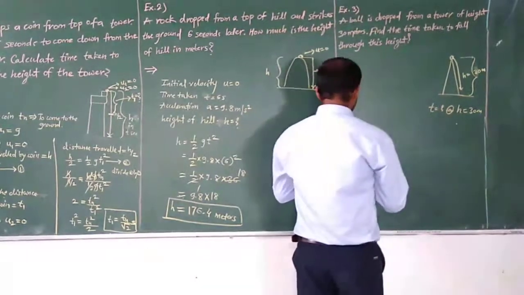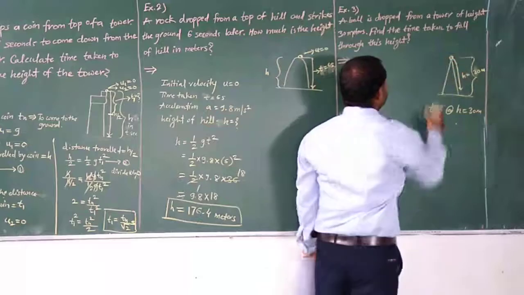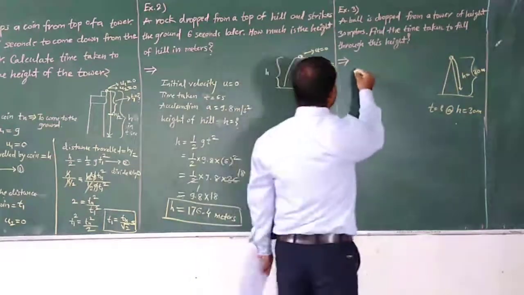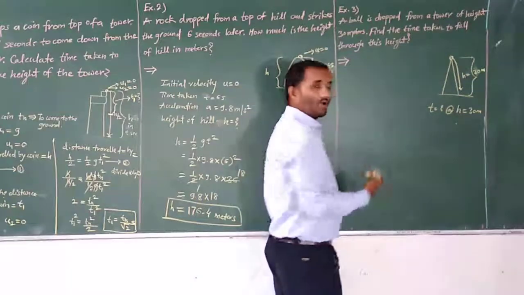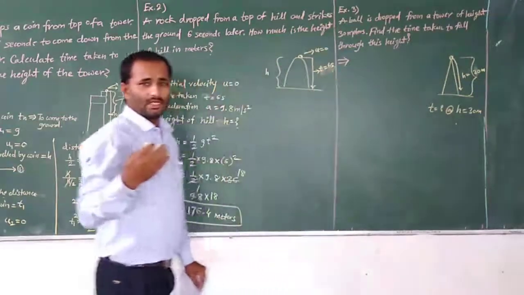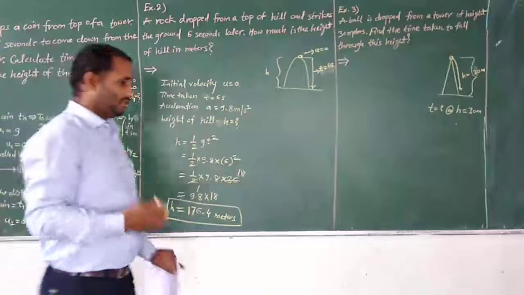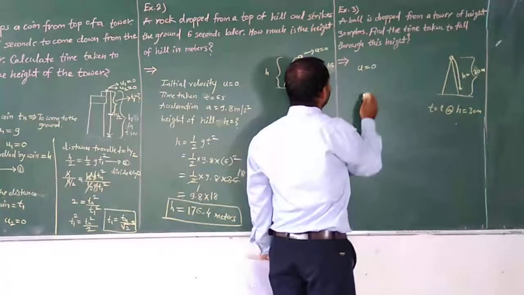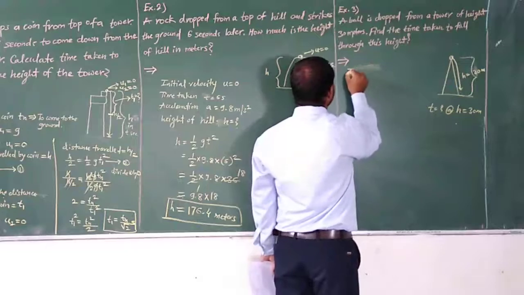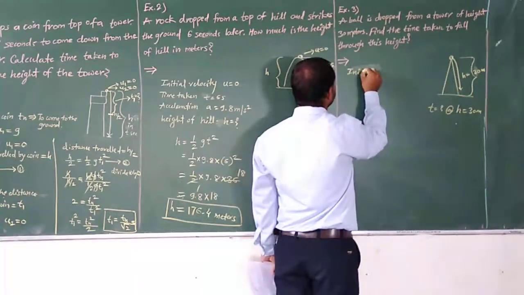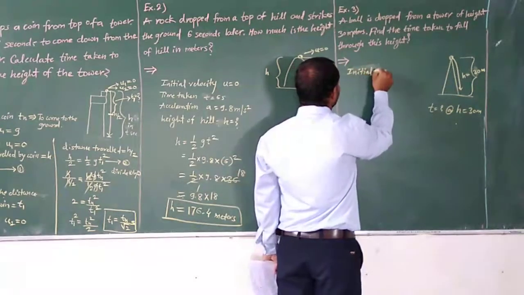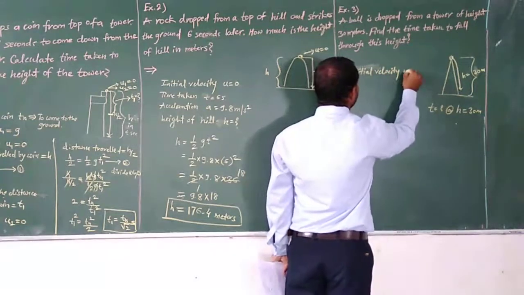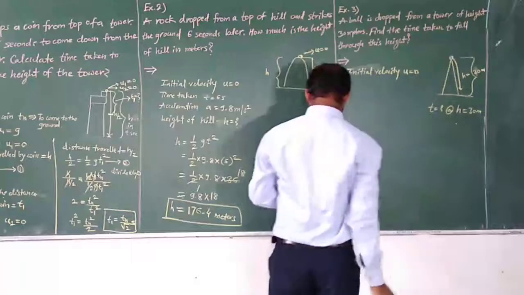Given: the ball is dropped from the top of the tower. Dropped from any height means initial velocity u is equal to 0. So I will write here initial velocity u is equal to 0.